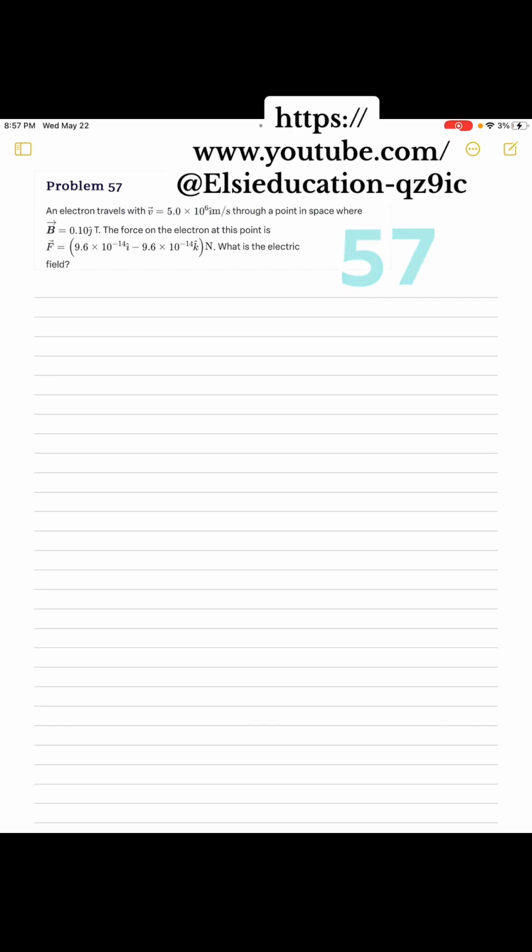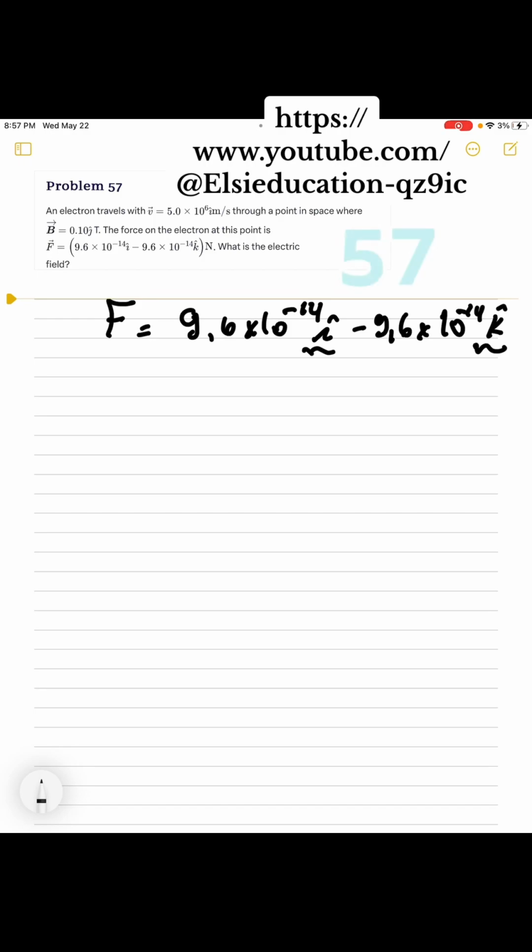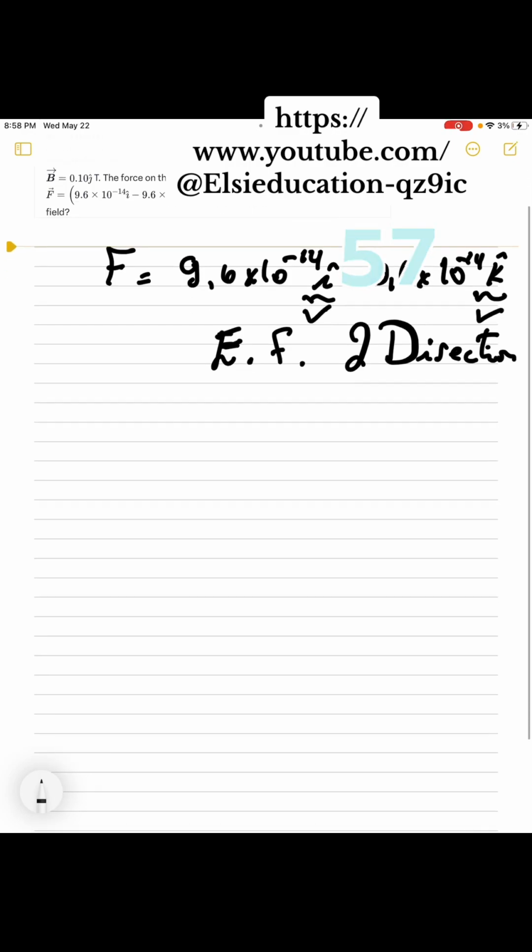First, the answer that they gave us for the force: 9.6 multiplied by 10 to the minus 14 in one direction, and 9.6 multiplied by 10 to the minus 14 k. So when you see this kind of number here, the electric field is going to be in two directions. So we need to find what is the electric field in this one and in the k.